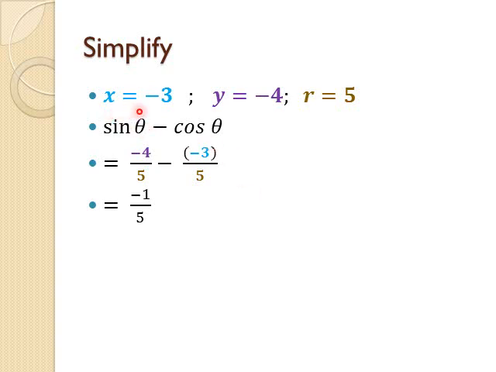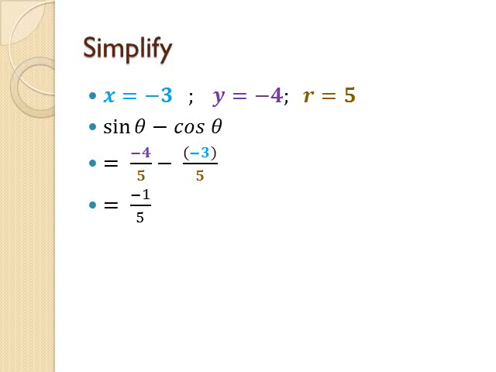Right, so x is minus 3, y is negative 4, and r is 5. So to solve that, sine theta, remember, is y over r, so minus 4 over 5. Cos theta is x over r, which is minus 3 over 5. So minus 4 over 5 minus minus 3 over 5. That would give me negative times negative, which is positive. Denominators are the same, so minus 4 plus 3 gives me minus 1 over 5.